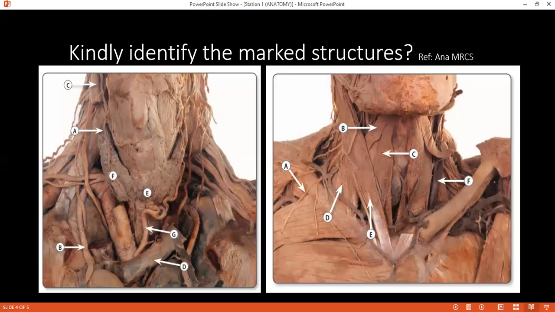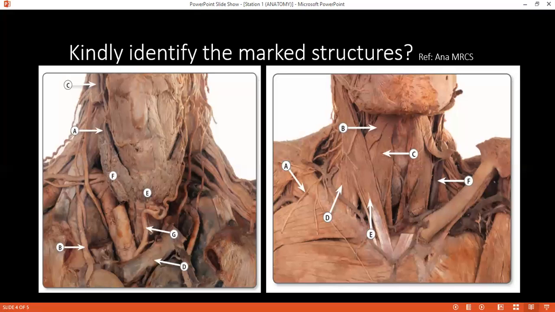Okay, good. Can you please tell me the attachment of the cricothyroid membrane? It extends from where to where? It's between the cricoid cartilage and the thyroid cartilage. So where would you do a cricothyrotomy if you have to do it? You look it up and you'll tell me.